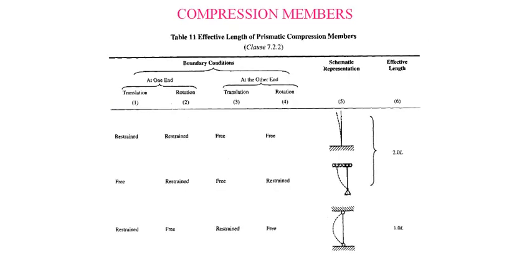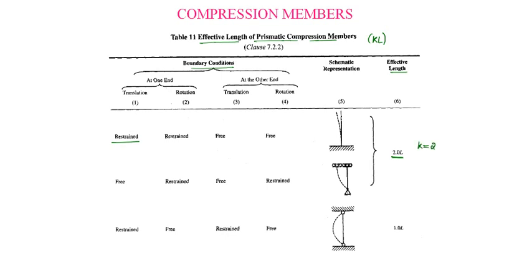Whereas the effective length of prismatic compression member, that is effective length KL, is given based on the end conditions. Boundary conditions: effective length is given when at one end it is free and at the other end it is fixed. Then the effective length is 2L, that is K is 2.